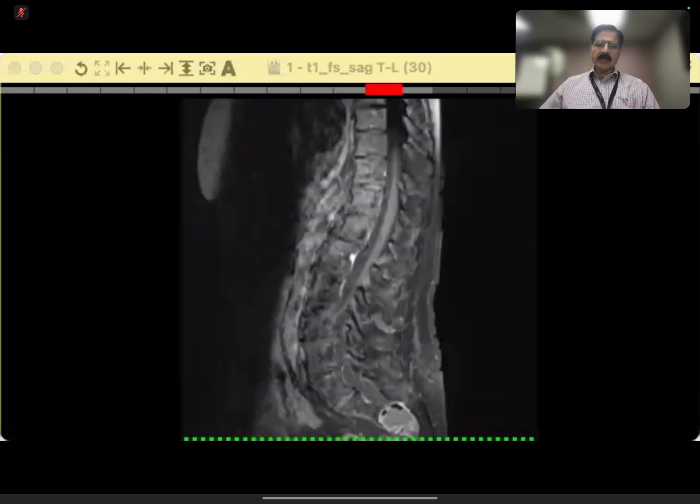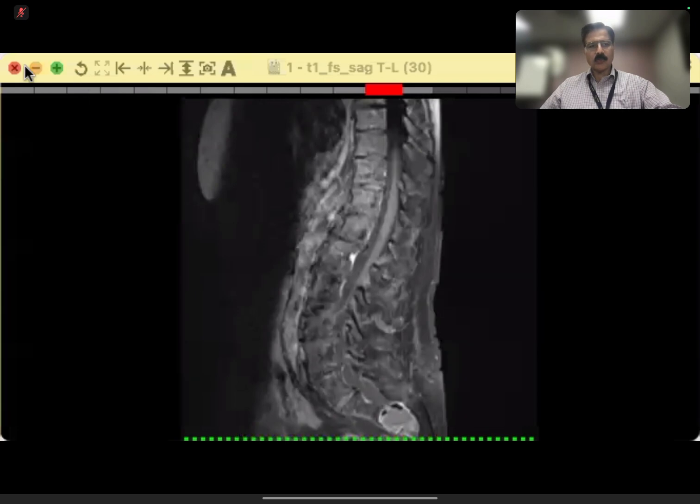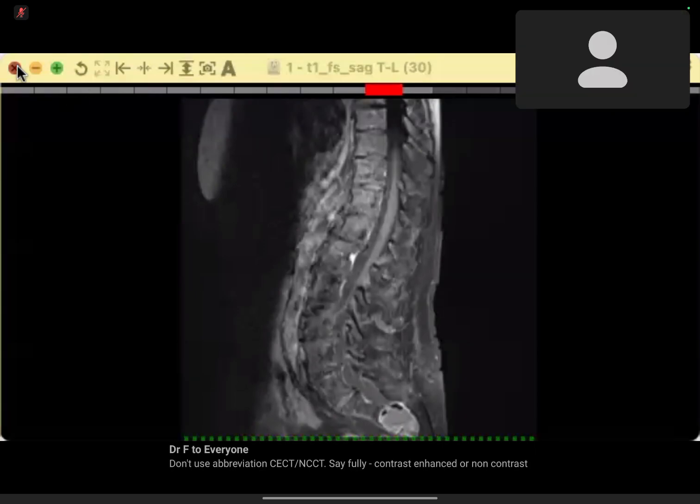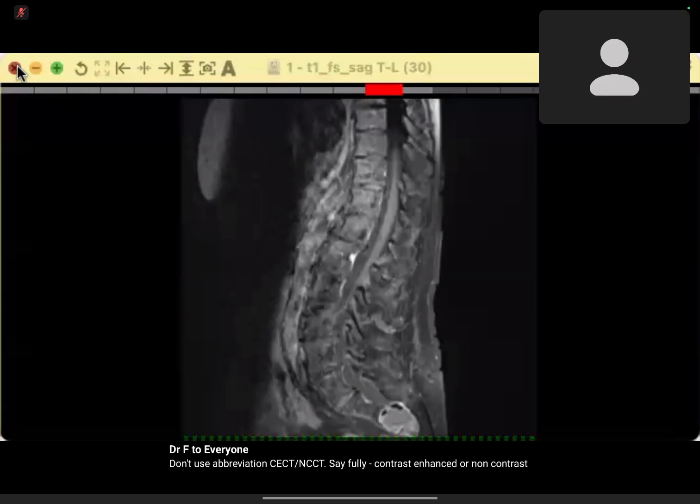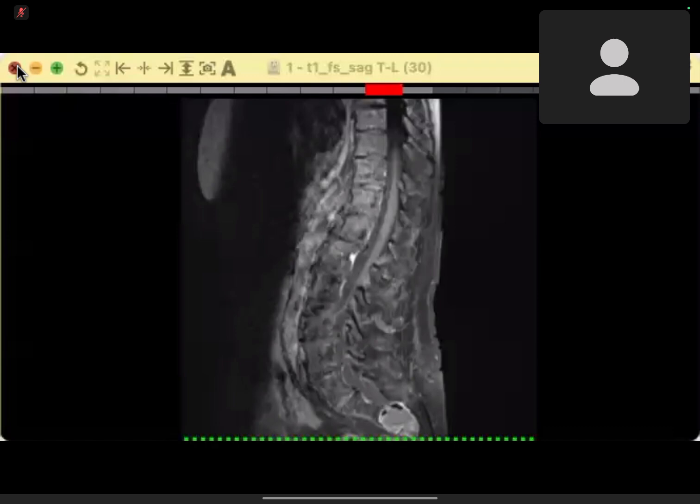Okay, so I am going to show you an MR of the brain, but the point is, what sequence would you like to see? I would like to see a T1 weighted image, and then I would like to see T1 fat sat images to confirm whether it is suppressing on the fat saturated image or not.